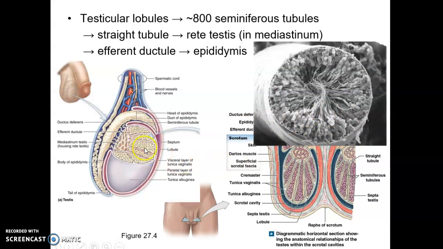Here we go. There's the lobule, or a lobule with the seminiferous tubule internally, and then these little straight sections would be the straight tubules leading to this area here, the rete testis, within this area called the mediastinum, and then that leads to the efferent ductule, which carries the sperm, immature sperm, into this structure here, which is called the epididymis, where sperm are stored and where they mature. And all this is within the scrotal sac.